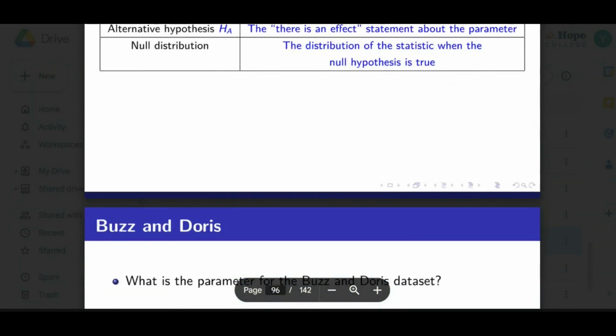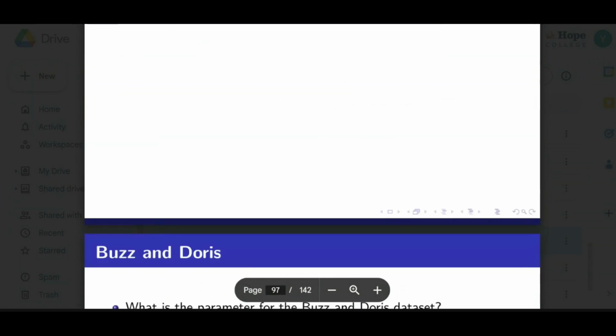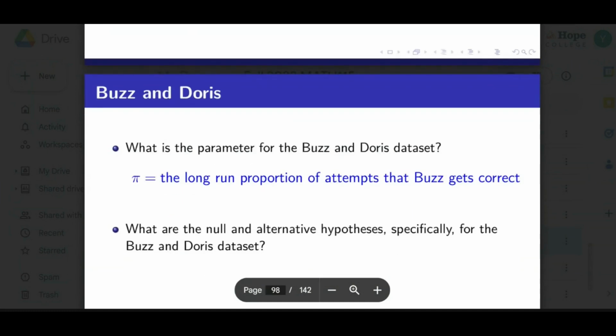So what is the parameter for the Buzz and Doris dataset, the dolphin dataset? Well, the parameter is the long run proportion of attempts that Buzz will get correct. So a bit of revision here.